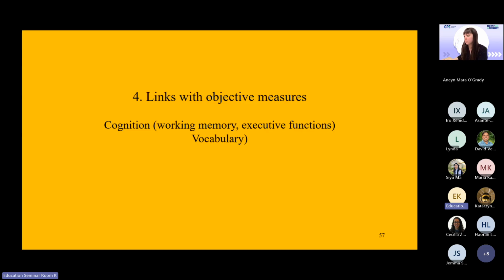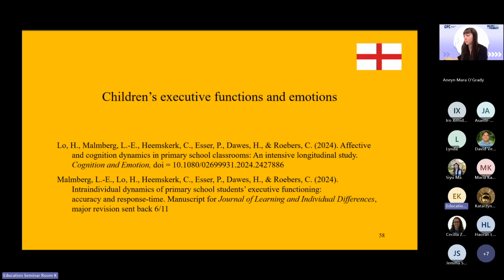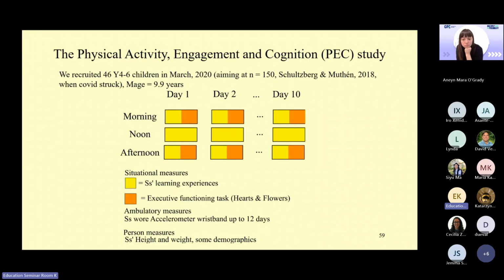Finally, let's take a look at links with objective measures. So we have various cognitive tasks, but I'll show you the study where we collected repeated measures of children's executive functions and their self-reported emotions. So 2 papers are out from that study. This is the physical activity, engagement, and cognition study.